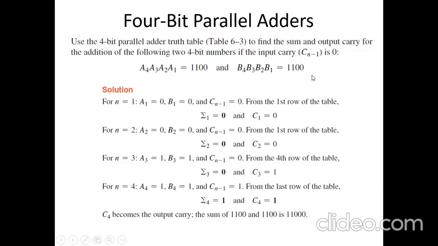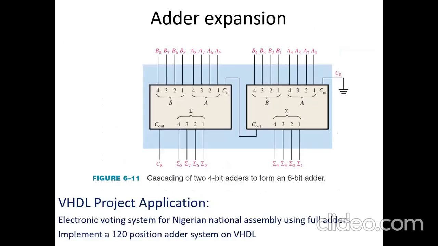11000. That is the sum of these two numbers using the adder. Now, I want to quickly say that we can also cascade two 4-bit adders to form an 8-bit adder. Now, if you think a little bit, what is an actual physical application of an adder? We can use an adder to implement a simple counting circuit.